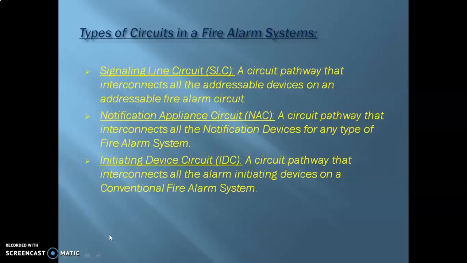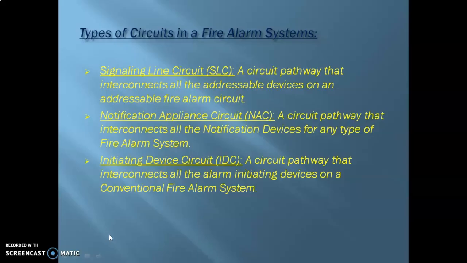Now, thirdly, moving on to the initiating device circuit. Now, this is somewhat similar to what a signaling line circuit does. This is basically that pathway or that circuit that interconnects all the alarm initiating devices on a conventional fire alarm system. Now, what that means is all your detectors, pull stations, etc., that are conventional type will be connected on that circuit.